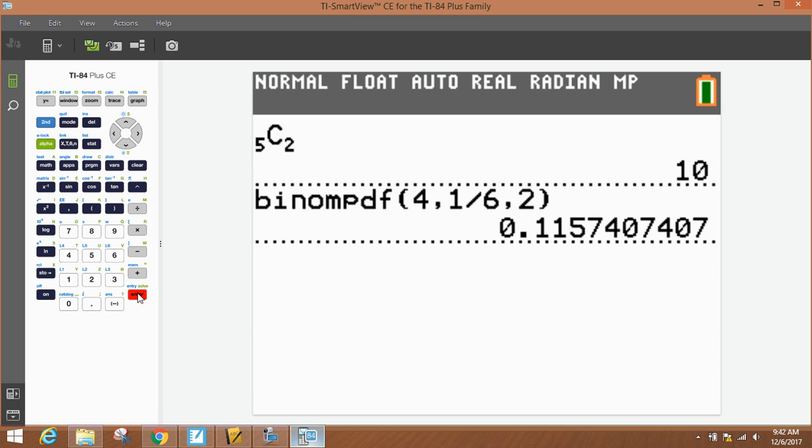And we hit enter. And we got the same thing we calculated by hand. Look at us go. Look at that. How amazing. All right. Moving right along.